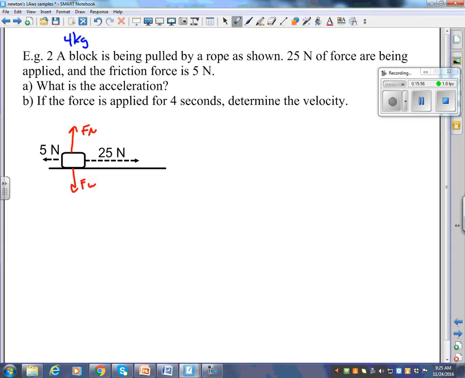Remind me. Okay, so we're going to first do F net is equal to MA. Oh, we don't know the F net, do we? Can I find it? Yeah, I know.